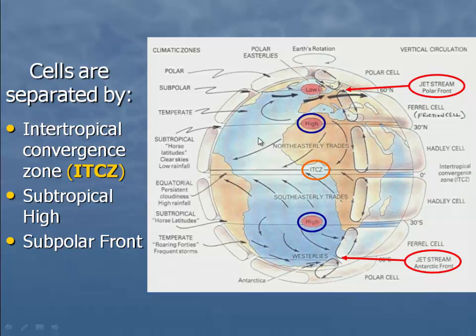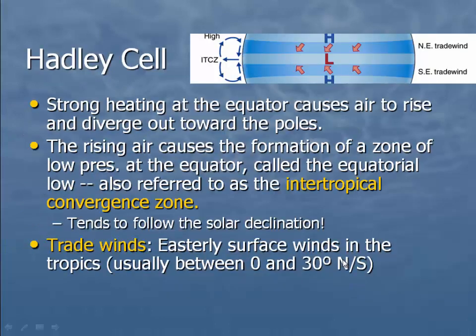So the Hadley and Ferrel cells are separated by areas of subtropical high pressure, or subtropical anticyclones, if you want to call them that, that's fine. And then finally, the Ferrel and polar cells are separated at about 60 degrees north and 60 degrees south by what we call the subpolar front, or what we're going to term in a little bit here, jet streams, or winds of very fast speed that kind of mark the difference between very warm and very cold air.